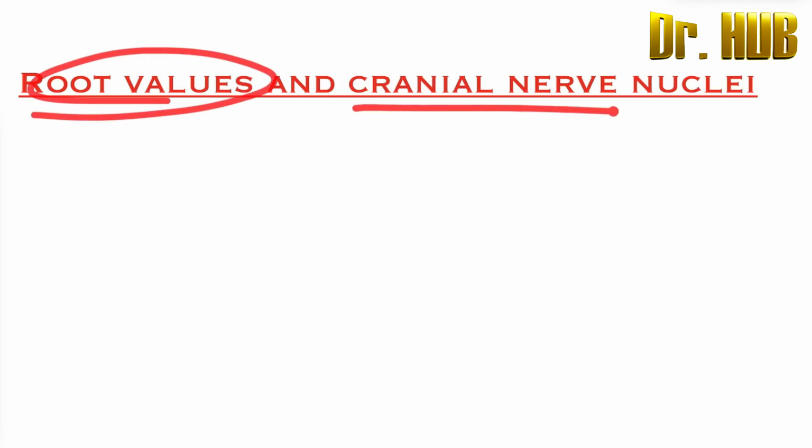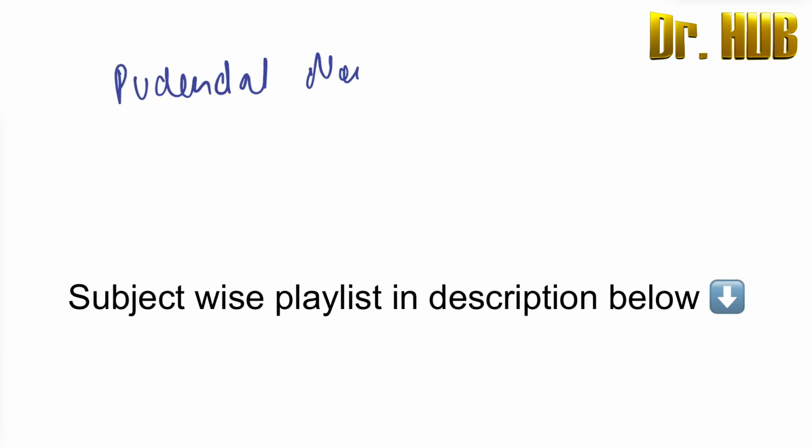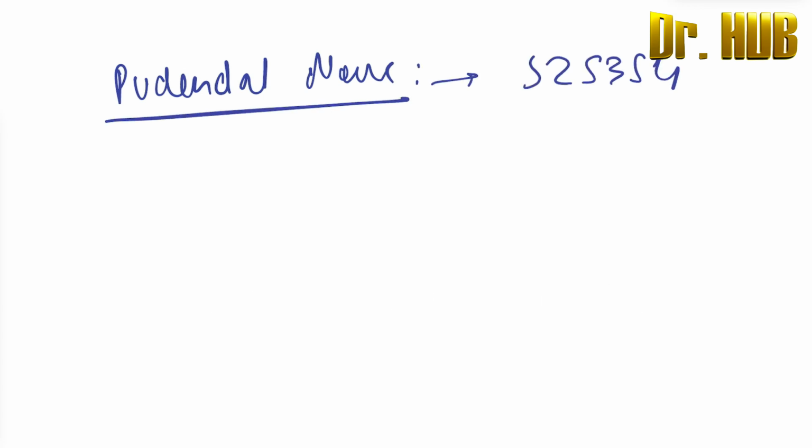Root values and the cranial nerve nuclei. So first we start with the pudendal nerve. This is very important. So let's look at the pudendal nerve. Pudendal nerve, it involves the S2, S3 and the S4.